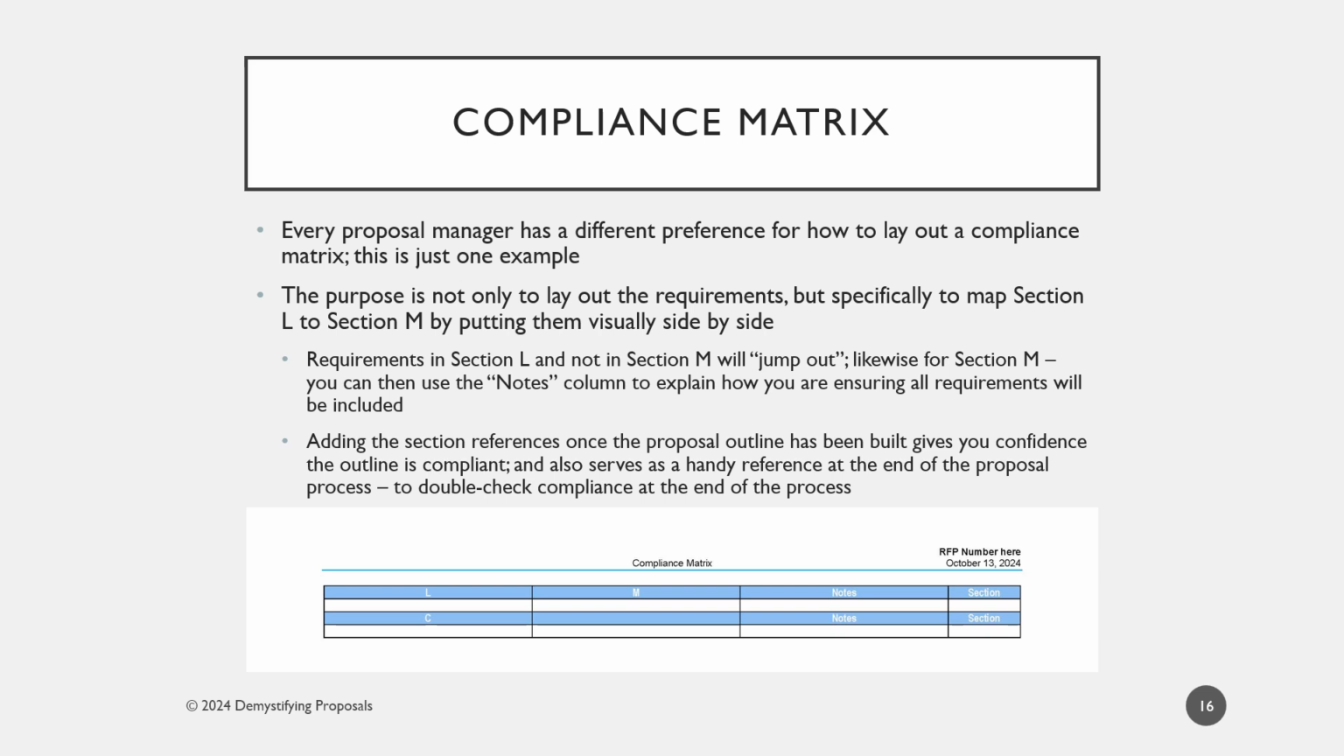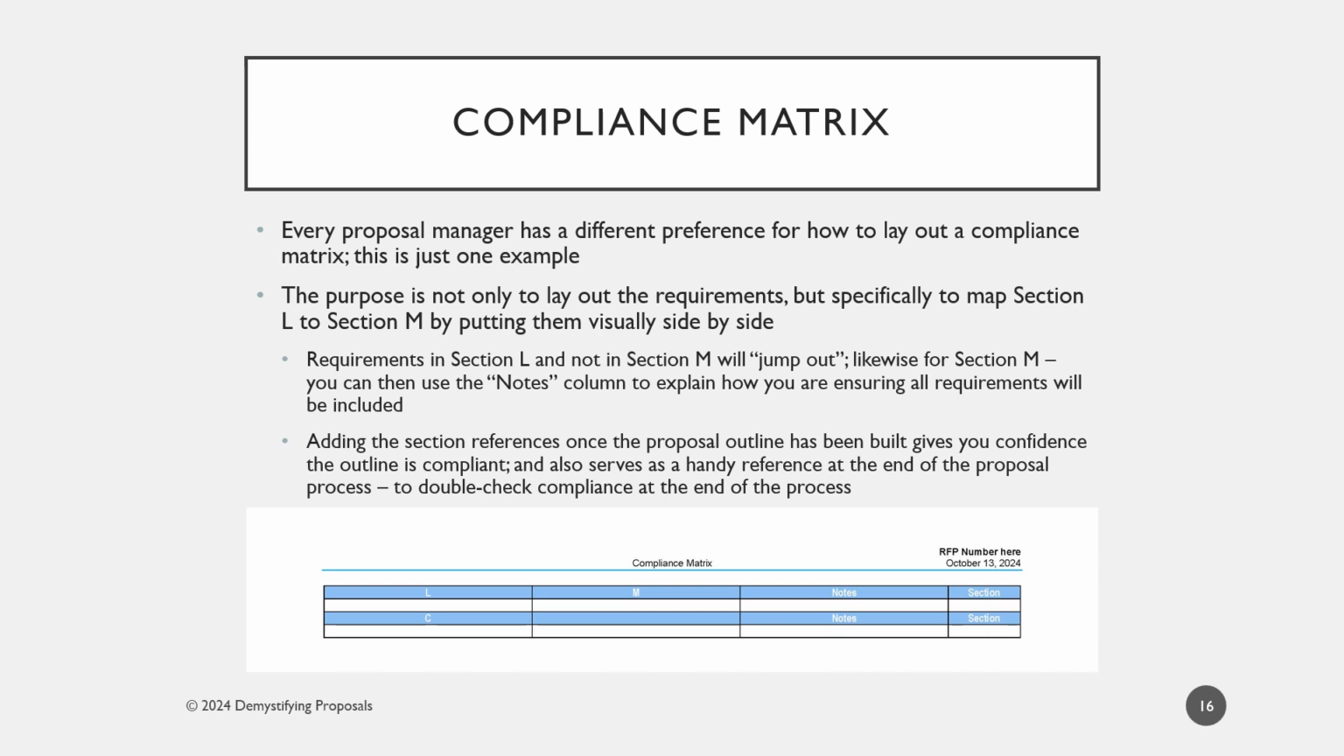Every proposal manager should develop a compliance matrix for every proposal that they work on, but every proposal manager also has a different preference for how to lay out a compliance matrix. This is just one example of how we set up our compliance matrices. The purpose is not only to lay out the requirements, but specifically to show how Section L's requirements map to Section M's requirements by putting them visually side by side.